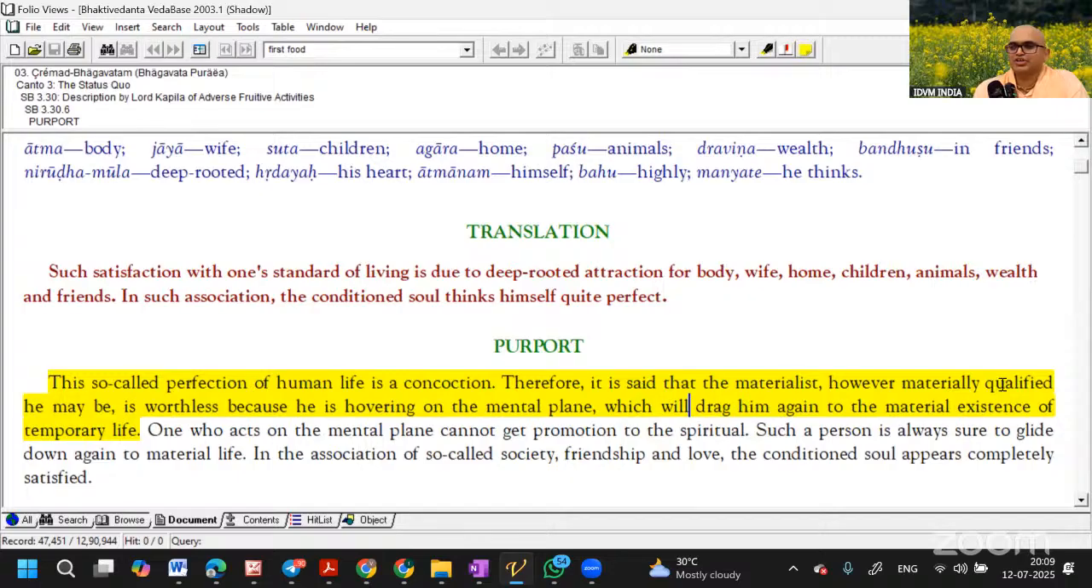Therefore, it is said that a materialistic person, however materially qualified he may be, is worthless because he is hovering on the material plane, which will drag him again to the material existence of temporary life. One who acts on the material plane cannot get promotion to the spiritual. Such a person is always sure to glide down to material life. In the association of so-called society, friendship, and love, the conditioned soul appears completely satisfied. If you go and ask people, they bring out so many reasons: I have a meeting with my friends, I have this kind of business deal, I have this, that, so many reasons.